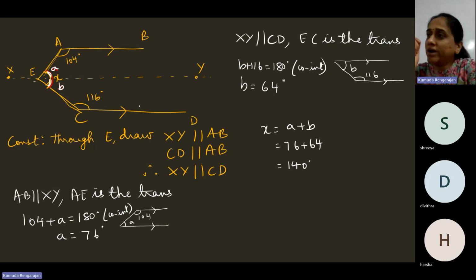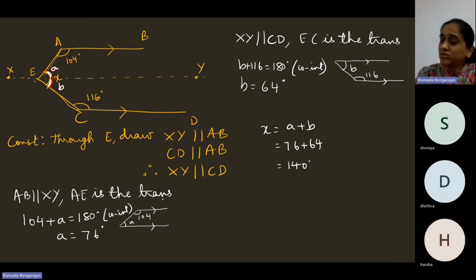Now the next thing is where to draw that construction line. You should draw it through the point where the two transversal-like lines meet. Here AB and CD are the parallel lines, right? Which are the other two lines? AE and EC. So through that common point E you should draw.